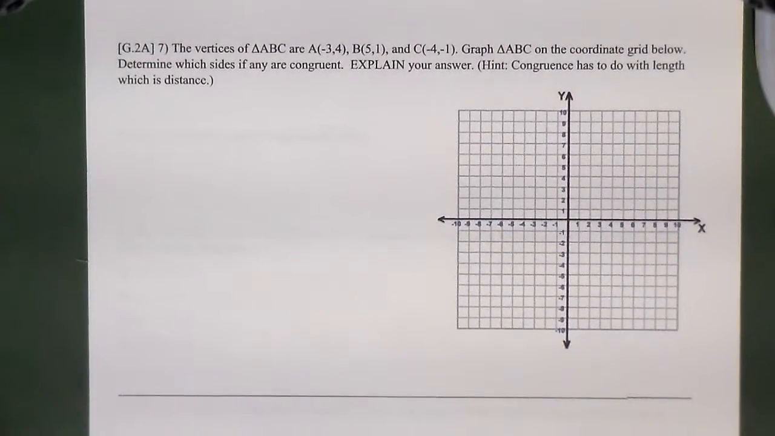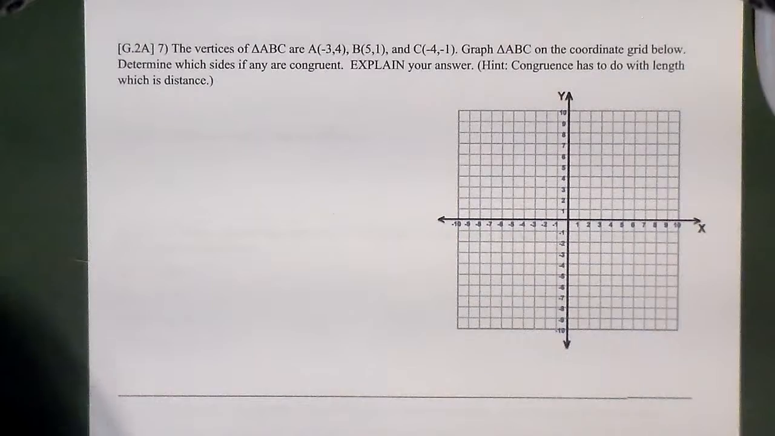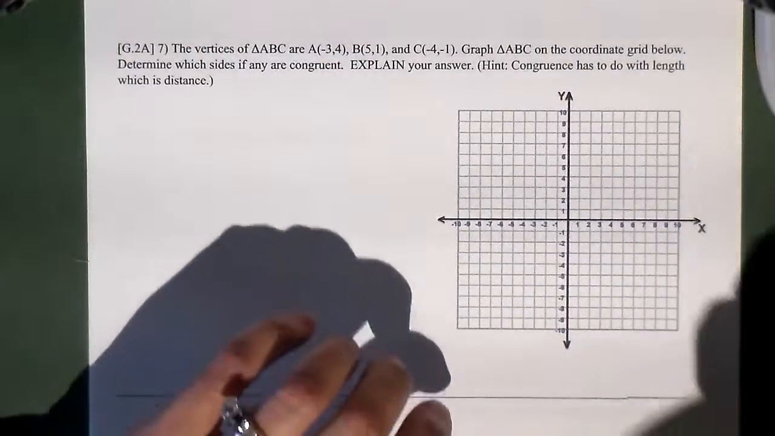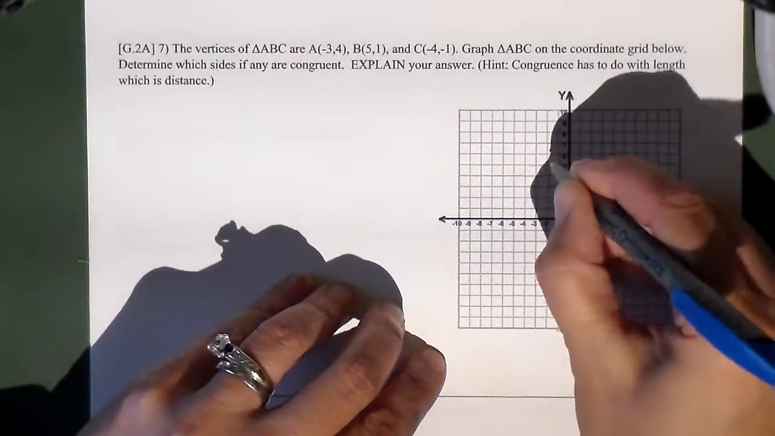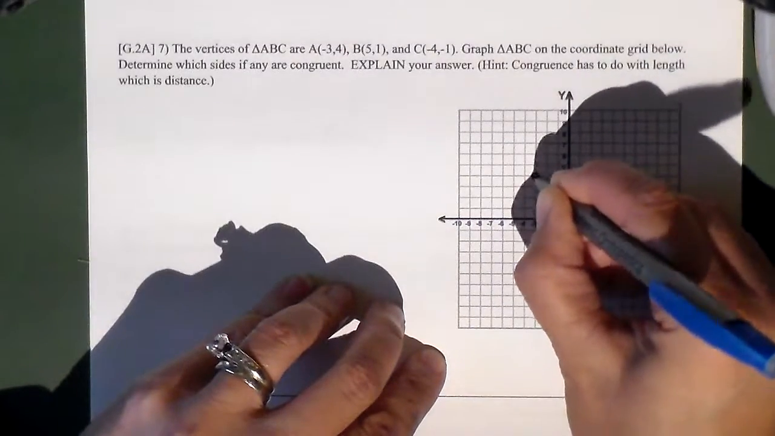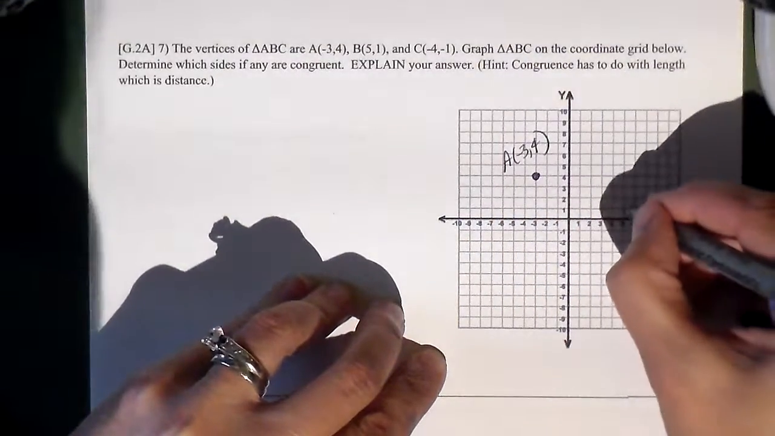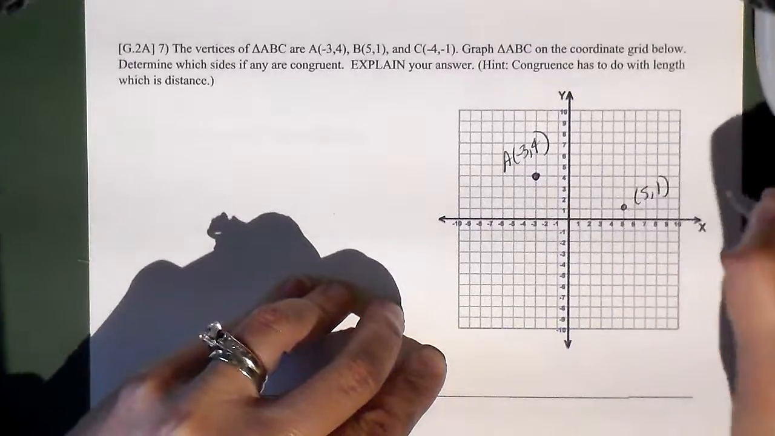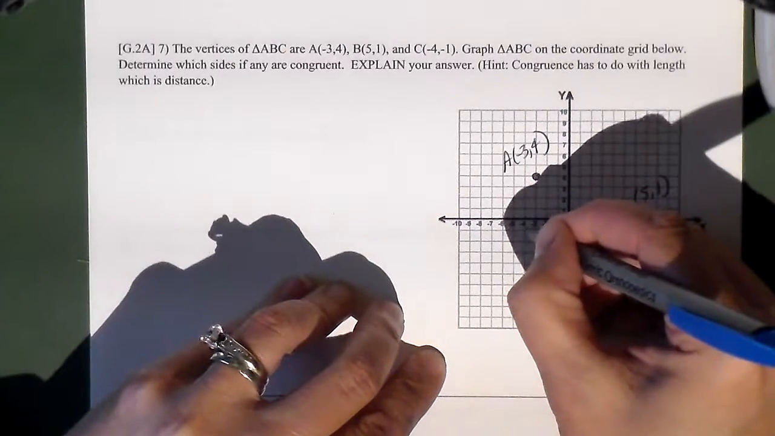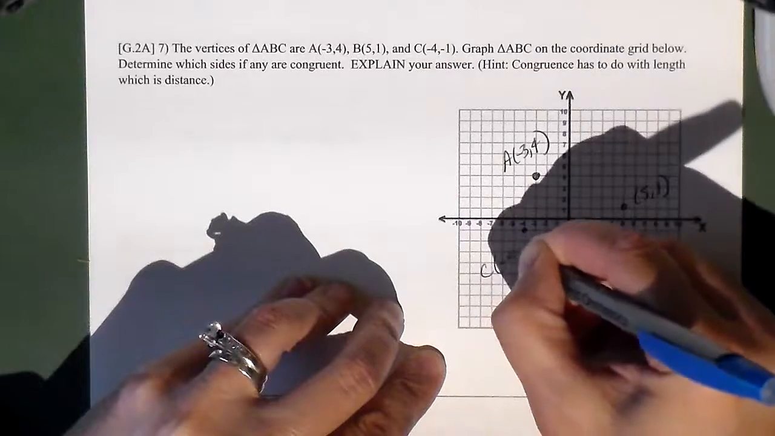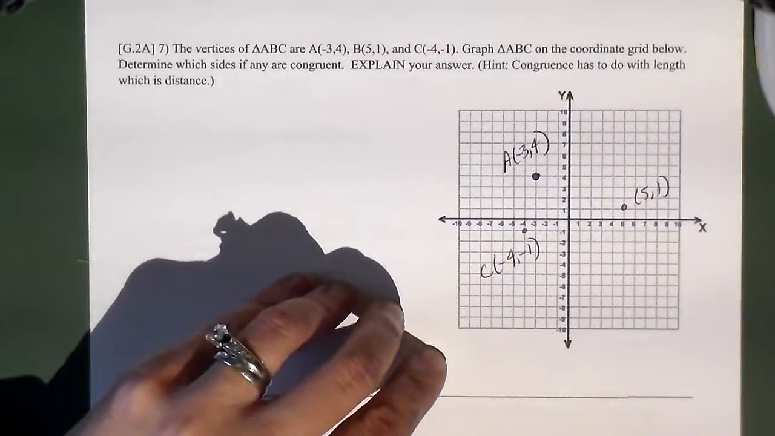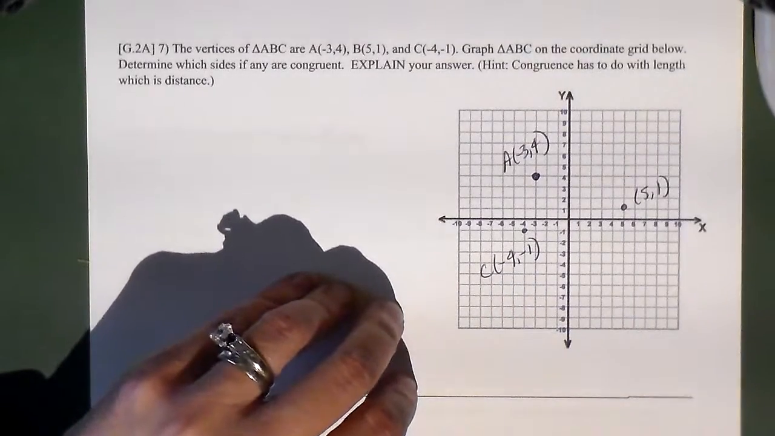The vertices of triangle ABC are A (-3, 4). Okay, we've got -3, 4, and so I'm going to go ahead and graph these. And a lot of you guys, you graphed these, but you didn't do any calculations. So I'm going to be at -3, +4. That's A. B is at 5, 1. And C is at -4, -1. Okay? So what we have here is a triangle.